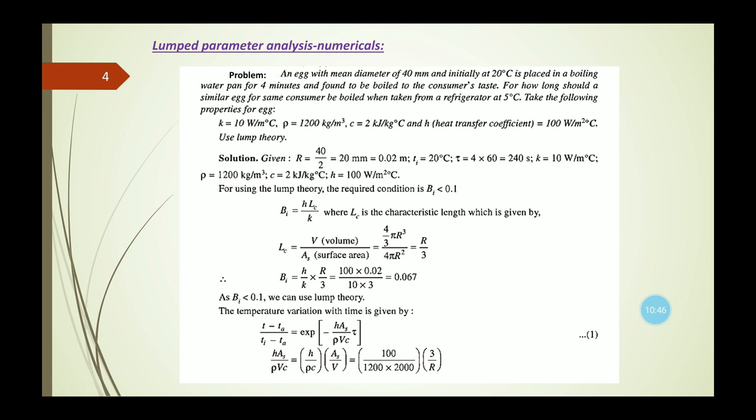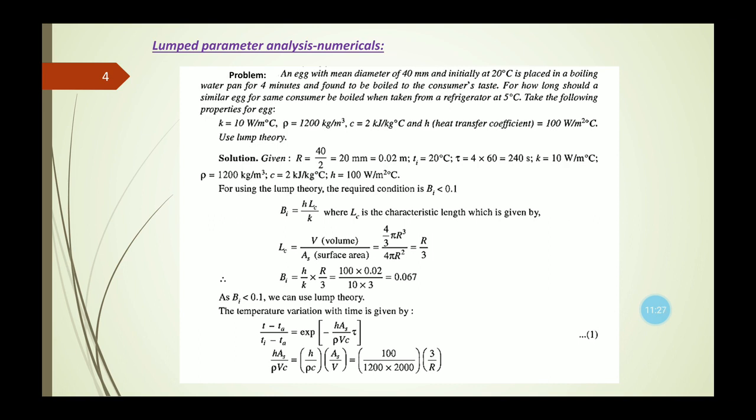So what are the things given for the egg? The thermal conductivity is given as 10 watt per meter degree centigrade. The density rho is given as 1200 kg per meter cube. C is given as 2 kilojoule per kg degree centigrade, and the convective heat transfer coefficient is 100 watt per meter square degree centigrade. Now in this question it is given that we need to use the Lumped theory. So that means it is more clear to us now, and there is no more confusion regarding the use of the lumped theory.